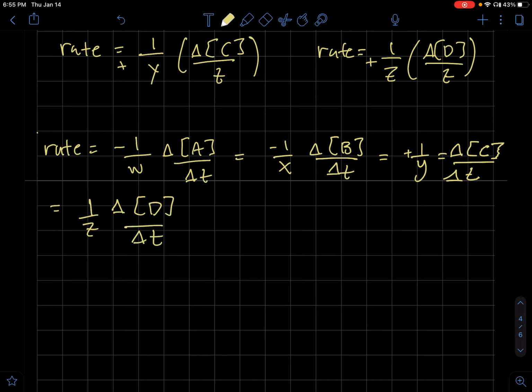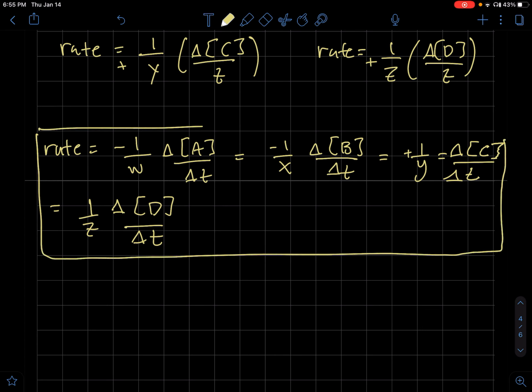So this is how you would write the whole rate for this specific equation, right? This is how you would write the rate law, or not the rate law, the rate for this equation.